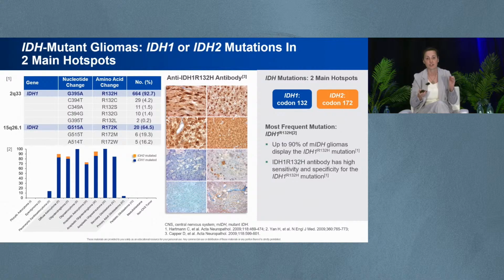Now the good news is that there is a very good immunohistochemical method to detect the most common IDH1 mutation, which should be available in all your institutions. The remaining 10% requires next-generation sequencing, PCR, methylation profiling, or other technology to be able to detect.